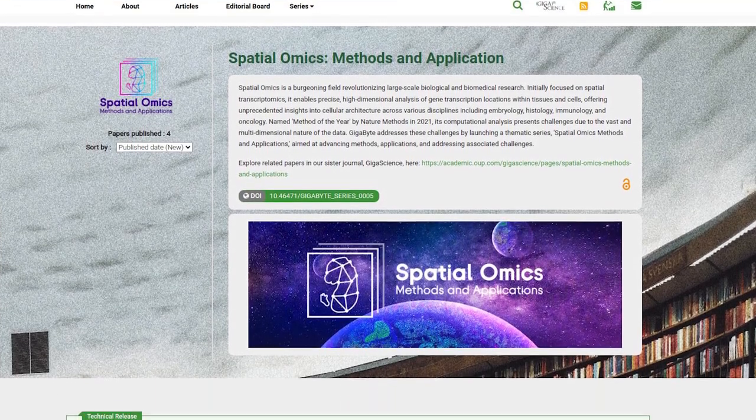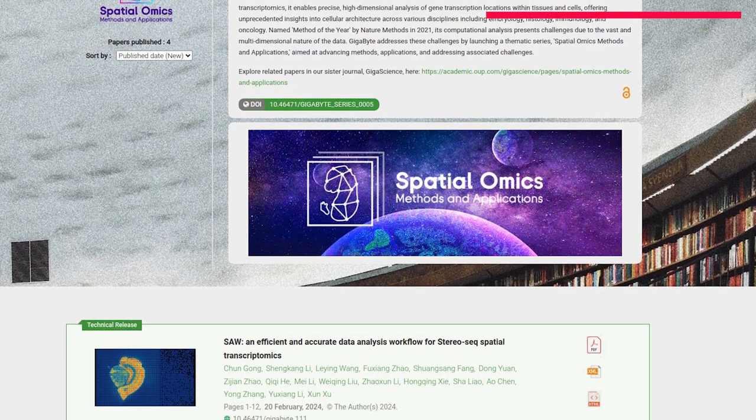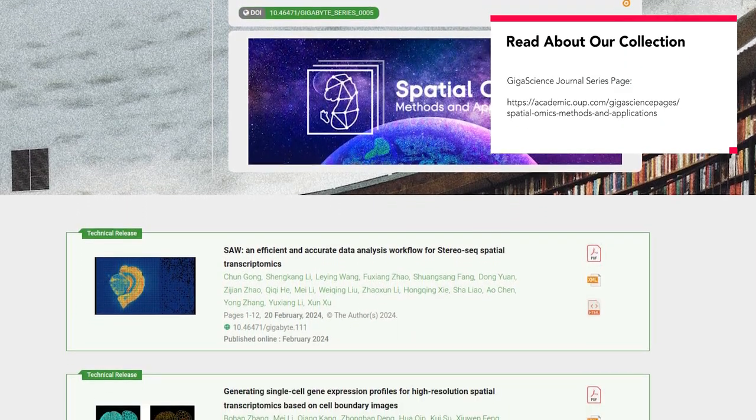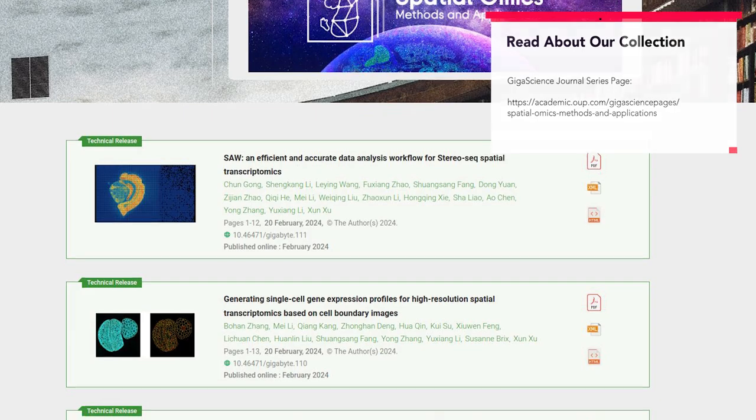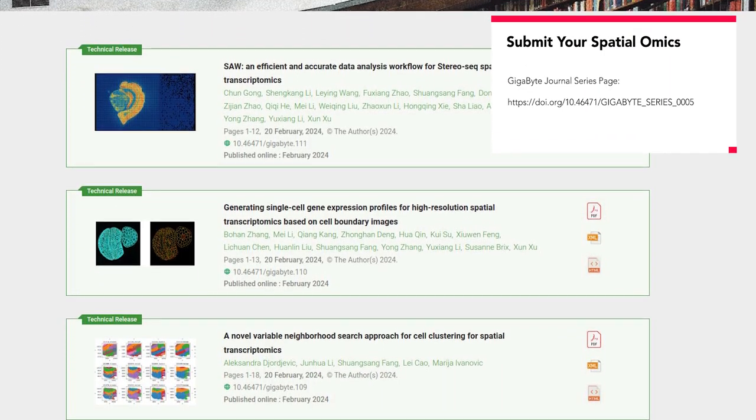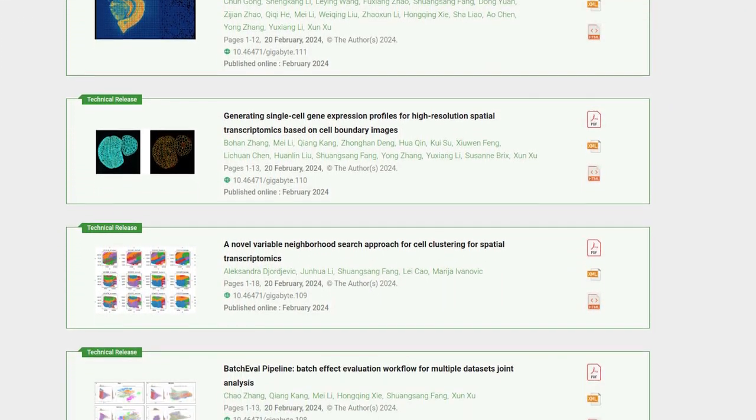We hope that the release and publication of these spatial omics algorithm tools will enhance the analysis capability of spatial omics data and lower the entry barrier for spatial omics analysis.